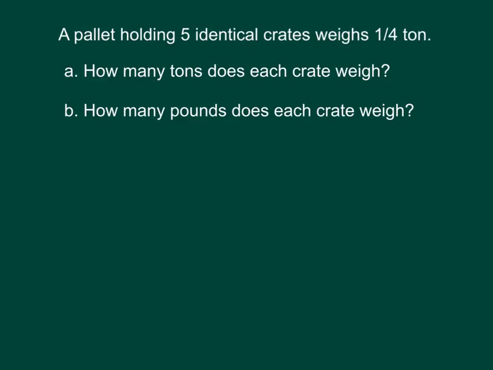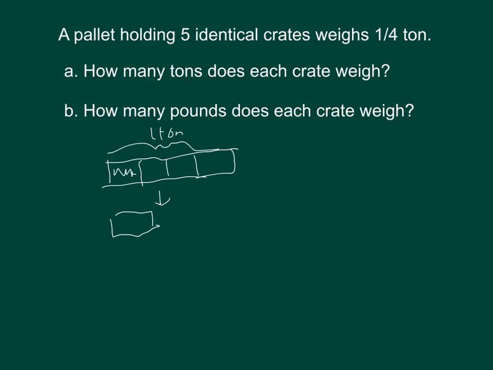A pallet holding 5 identical crates weighs 1/4 ton. How many tons does each crate weigh? And then how many pounds does each crate weigh? Let's start with the tape diagram. For A, we have 1 ton and we have 1/4 of a ton. The pallet weighs 1/4 of a ton. Take that 1/4 of a ton and divide it into 5. All the other quarters also would be divided into 5s.